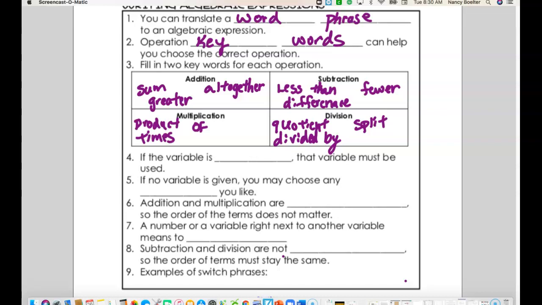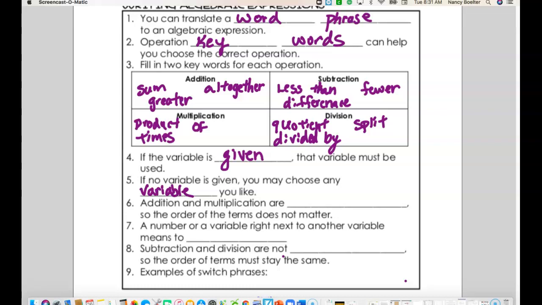If a variable is given, that variable must be used. If no variable is given, you may choose any variable that you like, but try to stay away from some of those variables that can be confused as operation symbols.